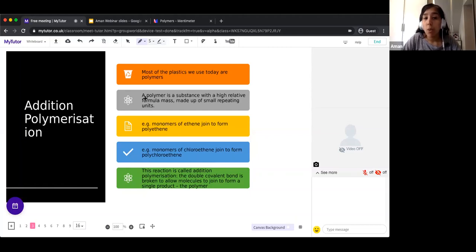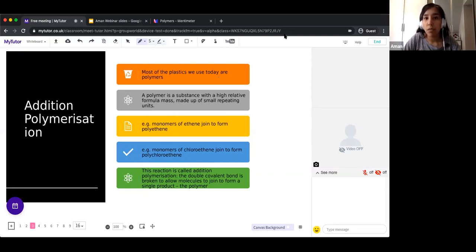So we need to know what a polymer is. Obviously, that's the core topic for today. And what is a polymer? So it's a substance with a high relative formula mass. Does anyone remember what a relative formula mass is? This is AQA, EdExcel, and OCR. All three of the exam boards have these topics in. There are some things that swap between them, which again, I've tried to cover all the content for all three exam boards.